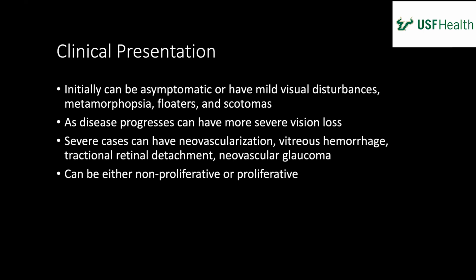So clinical presentation, usually it can be asymptomatic or have mild visual disturbances like seen in our case here. You can have metamorphopsia, floaters, and in some cases scotomas. As the disease progresses, you can have more severe vision loss. And then severe cases can also lead to neovascularization, vitreous hemorrhage, tractional retinal detachments, and neovascular glaucoma. And as I said a little bit earlier, it can be proliferative or non-proliferative.